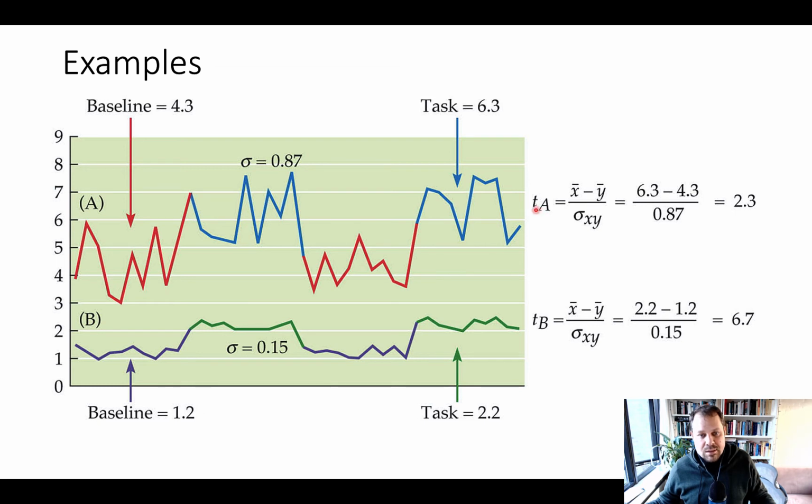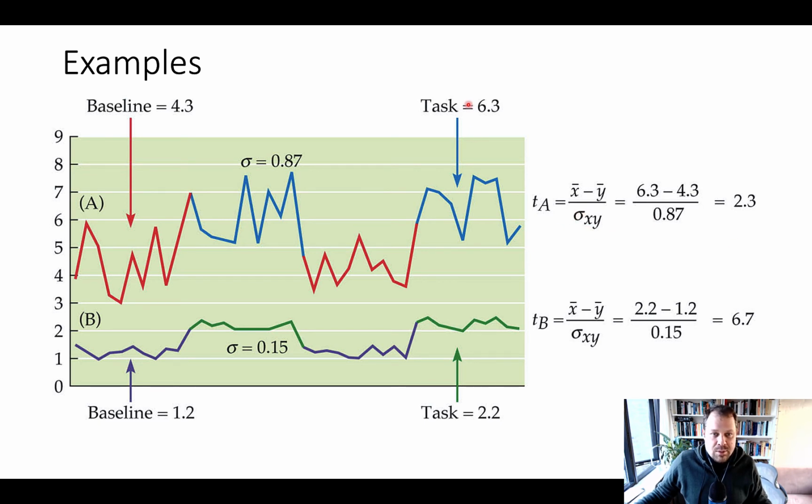And in a t-test, we would simply subtract the mean of one condition, so let's say task minus baseline, and divide this by the pooled standard deviation. The pooled standard deviation in this t-test is simply the variance, so the sum of the squared deviations of each score from each mean, weighted by the number of observations per condition. So this is sigma xy here, right?